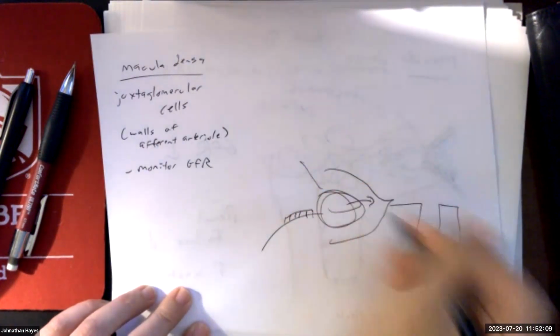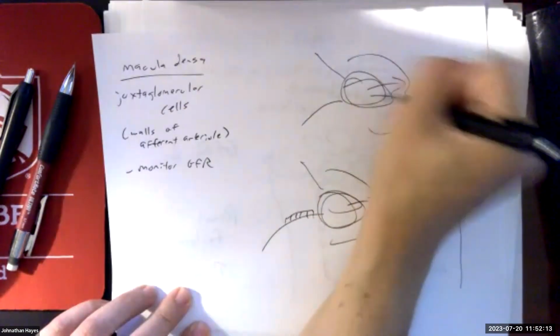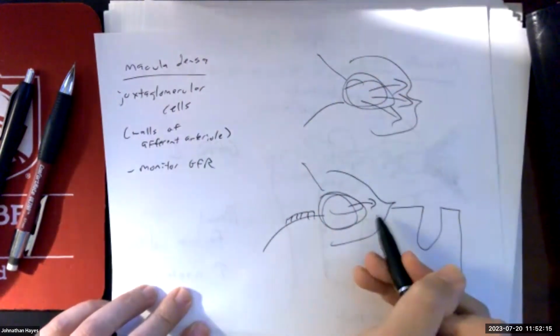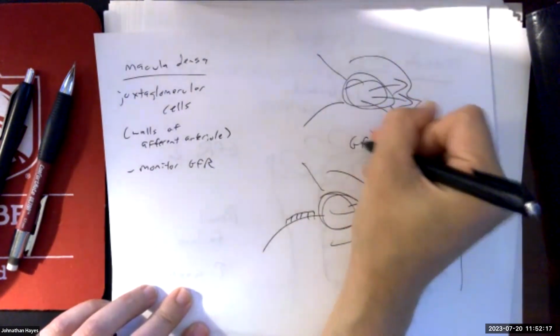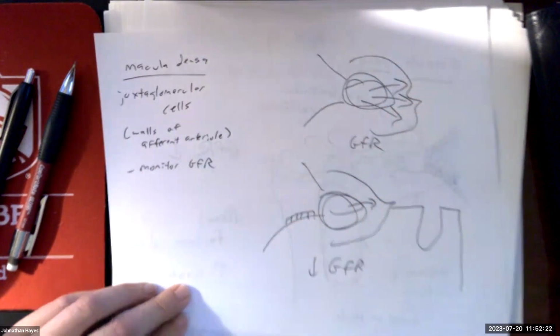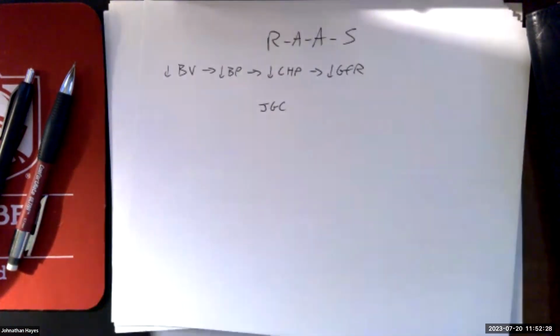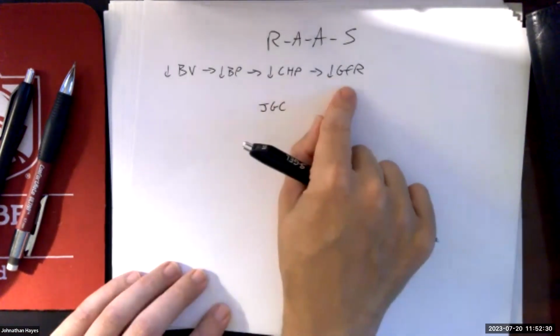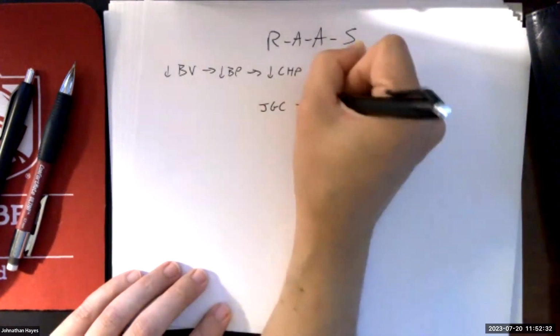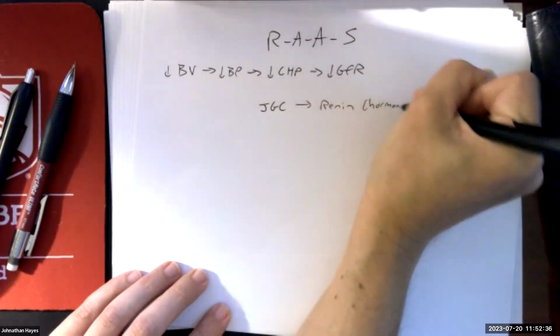If they notice that my GFR is not like this, but instead is just like this. So here we have normal GFR. Here we have a decrease in GFR. These juxtaglomerular cells will start releasing renin. Okay, and it's going to go into the blood. You know, this is all blood vessels. So the renin is going to go directly into the blood. So if we have a decrease in GFR, juxtaglomerular cells will release renin. And renin is a hormone.